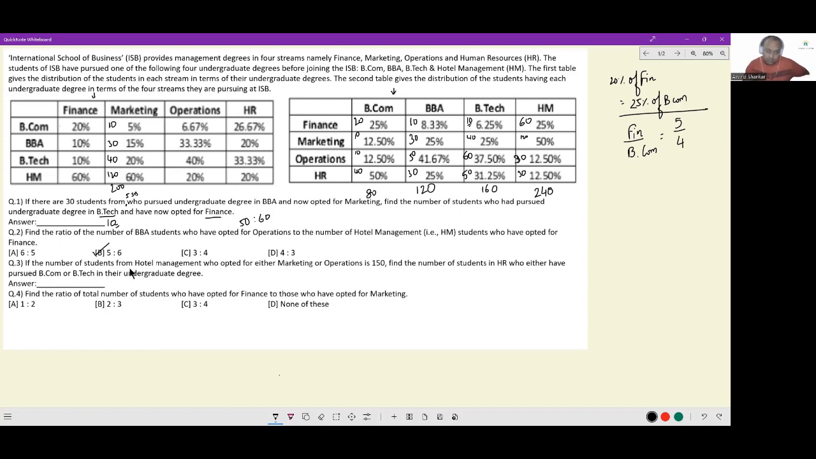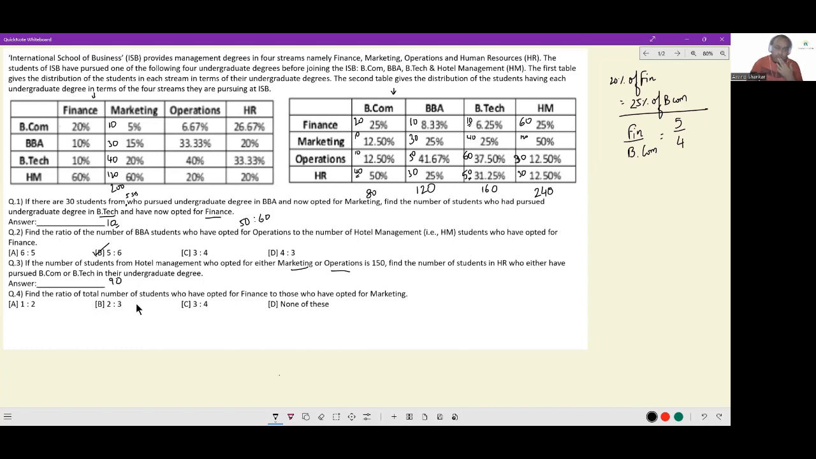Find the number of students from hotel management who opted for either marketing or operations, if the number is 150. Marketing or operations is 150, which is the wonderful case here. 120 and 30, 150 people have opted for marketing or operations. So that is nice. Find the number of students in HR who have either pursued BCom or BTech. So 40 plus 50, total adds up to 90.